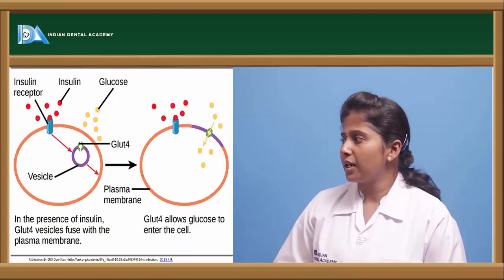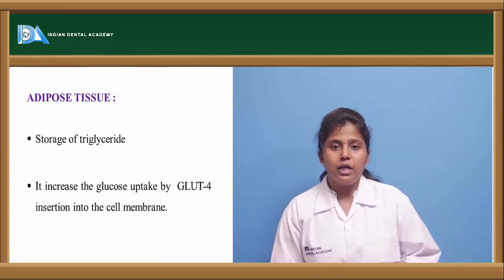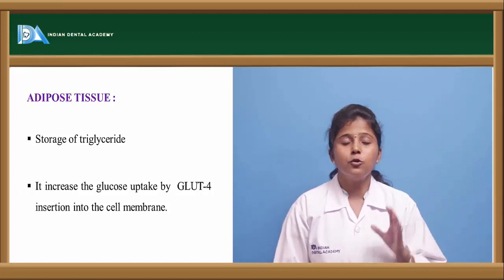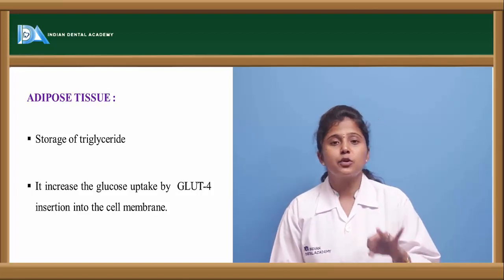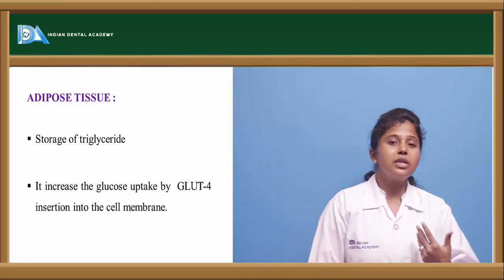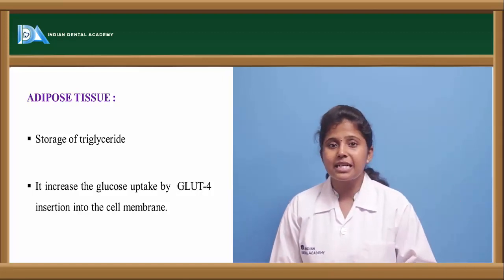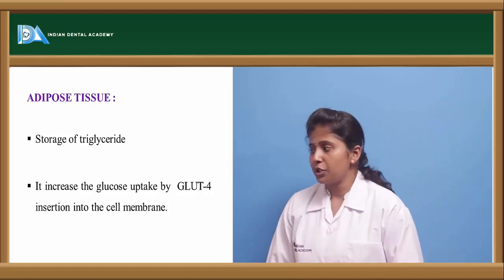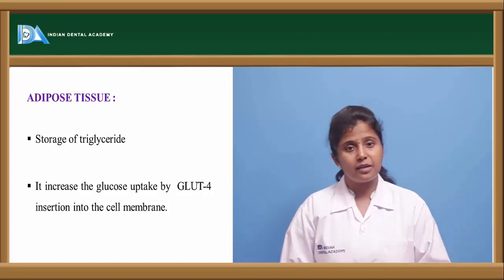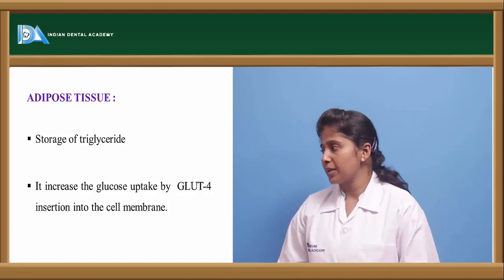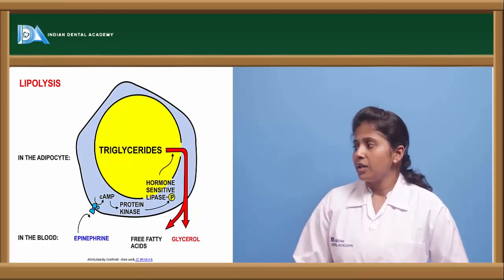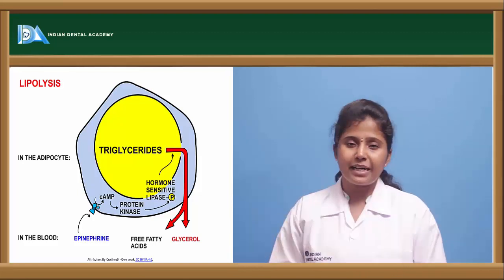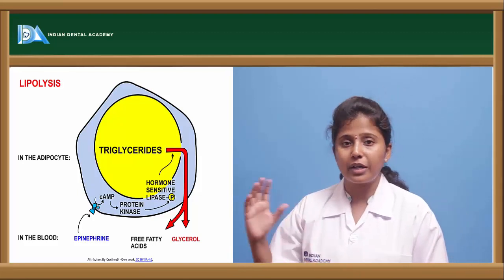What does insulin do in the adipose tissue? In the adipose tissue, it aids in the storage of triglycerides. As I told you, it increases carbohydrate, protein and fatty acid synthesis. Whatever fatty acids are synthesized are stored in the form of triglycerides in the adipose tissue, and this mechanism takes place again through the GLUT4 receptors.